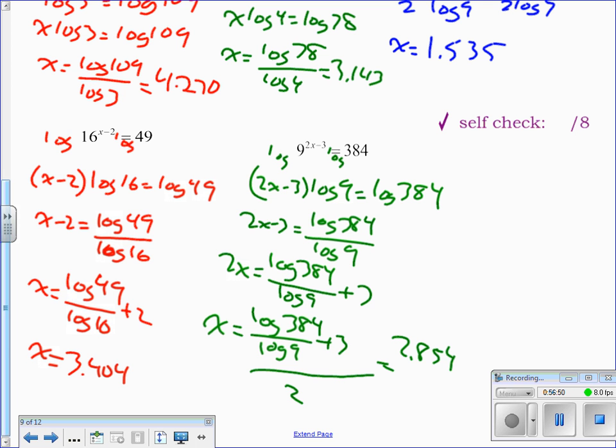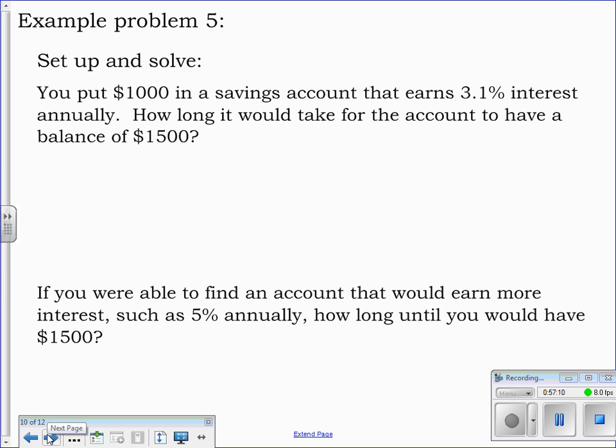2.854. And if you got that, give yourself a pat on the back. You figured it out? Oh, good, because I don't want to do that again. Okay, now, word problems. Yay!